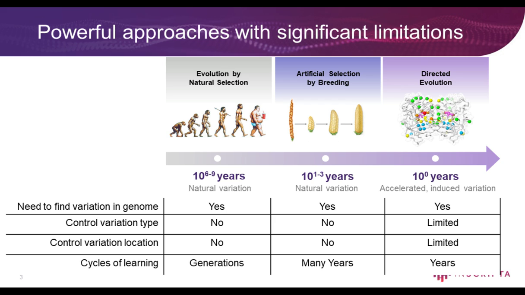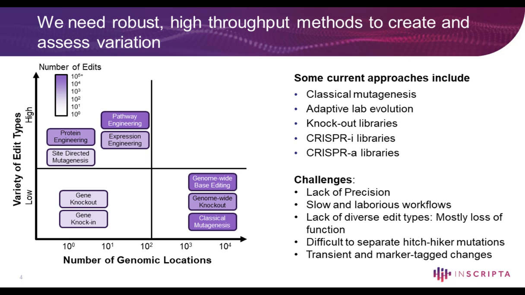For instance, once an interesting phenotype is identified, figuring out the genotype that actually causes this phenotype from the genome is pretty daunting. And there is no control over the type or location of this variation. And these limitations mean that there are very long cycles of learning. Many of these limitations are driven by deficiencies in our technology.